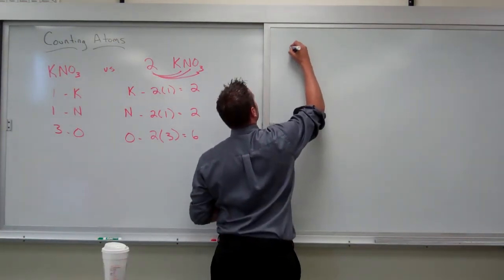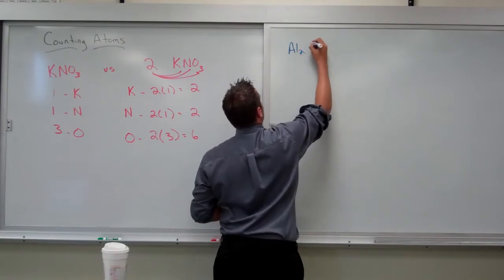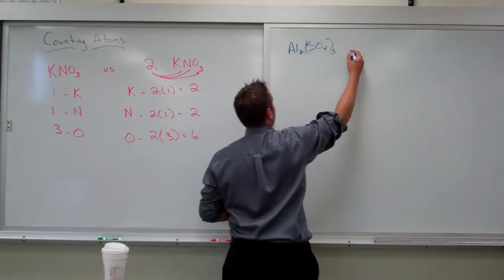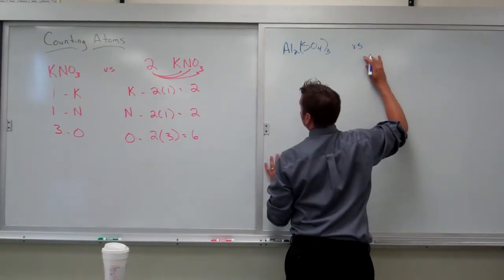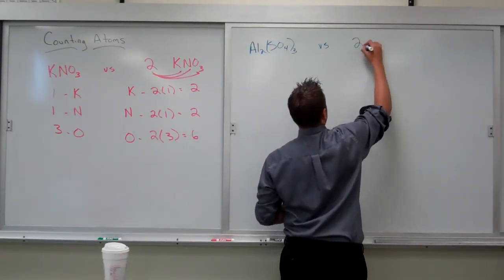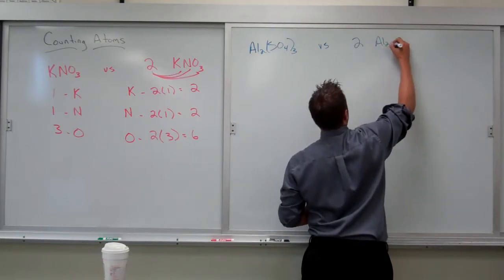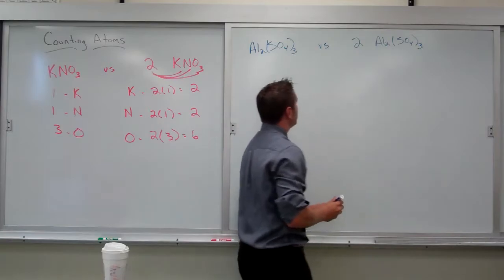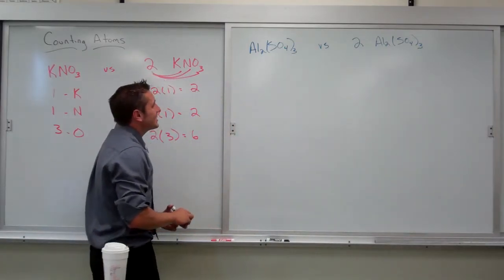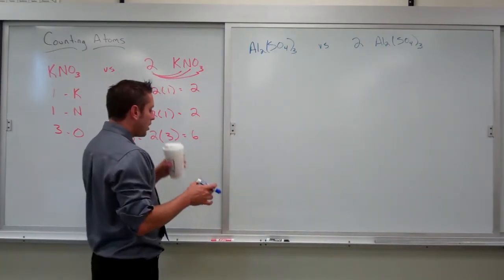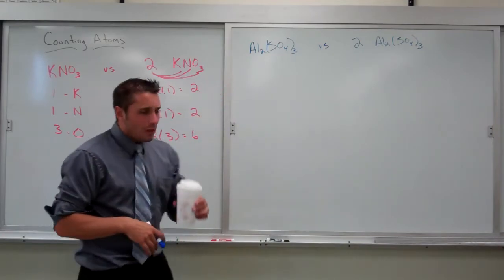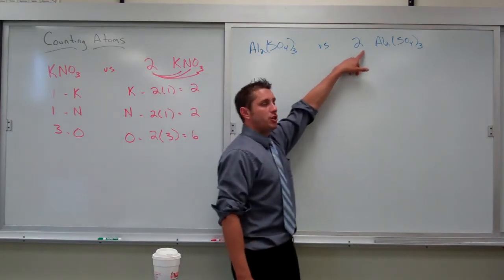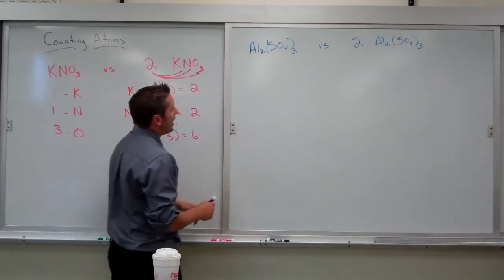Al2(SO4)3 versus 2 Al2(SO4)3. We want to discuss how the parentheses with a number outside can affect it, because we already know what the 2 does in front. We'll try to do the same thing.